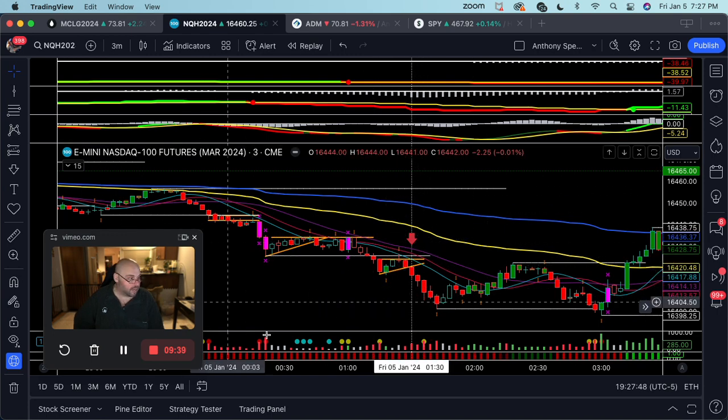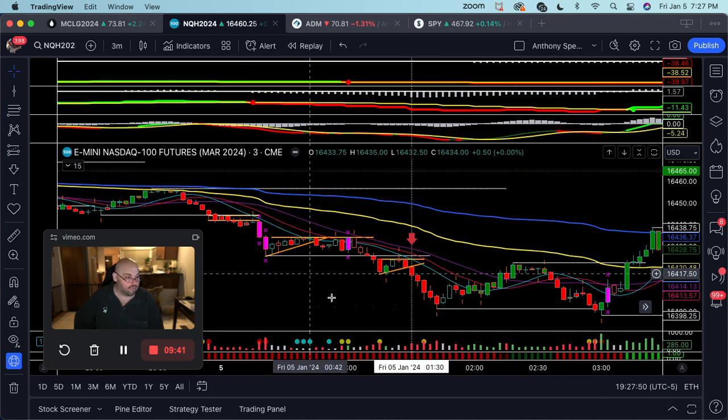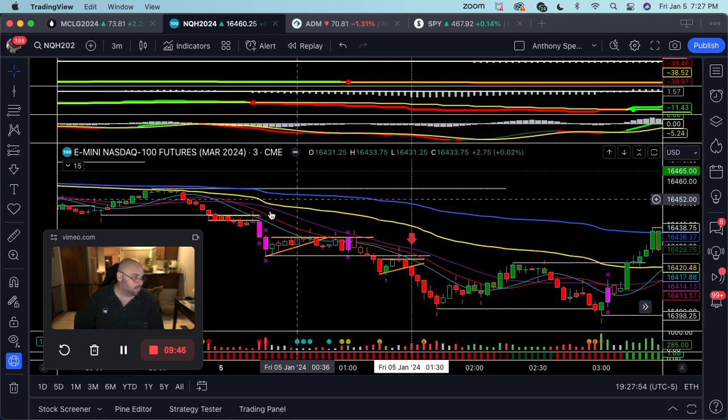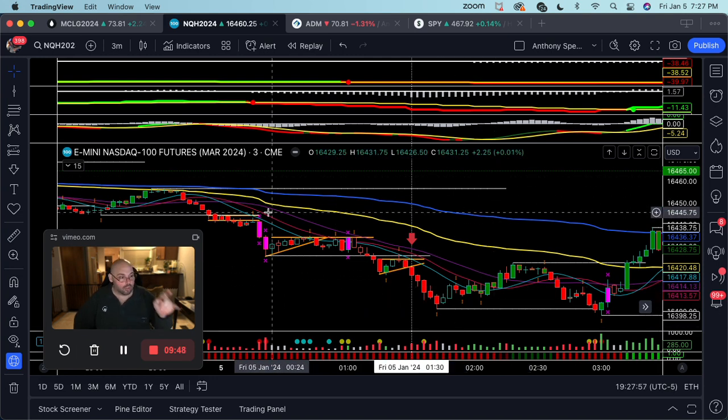So this is an exercise I do every single night. And I encourage you to compose an exercise that works for your personal trade plan.